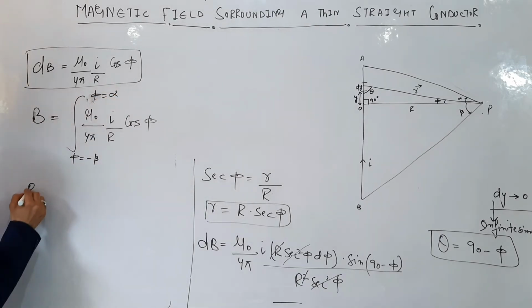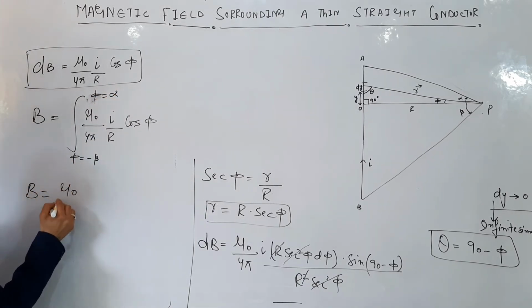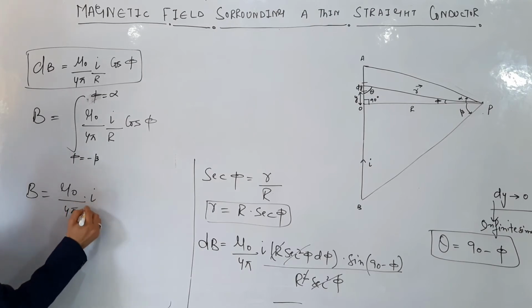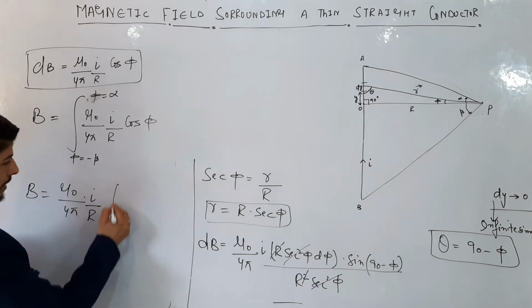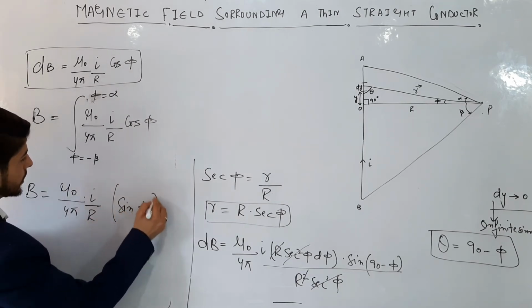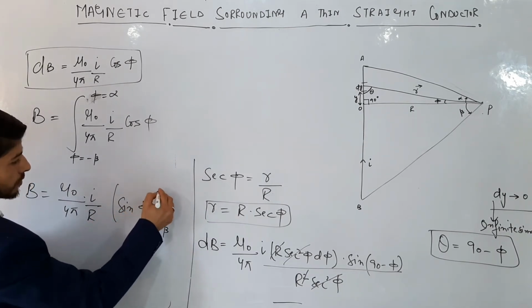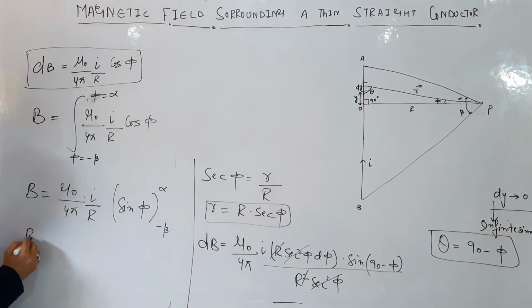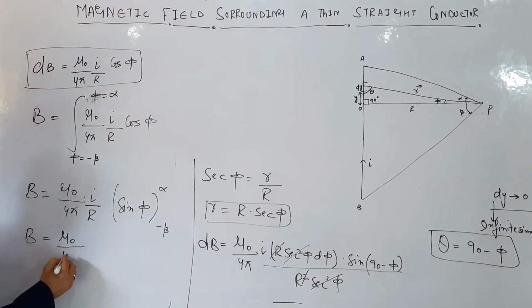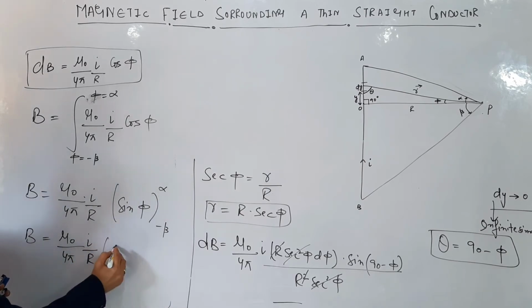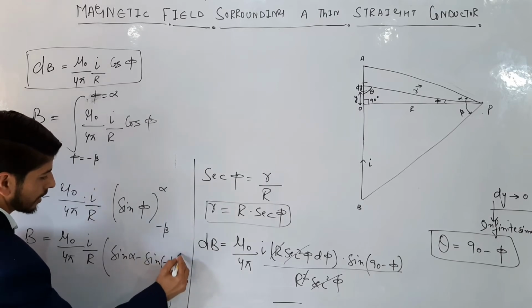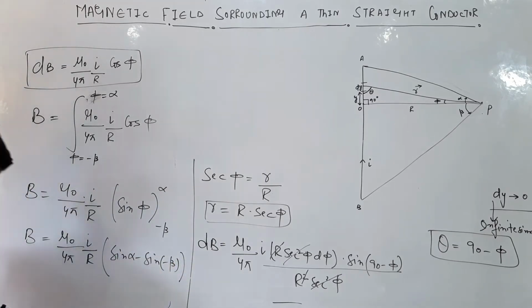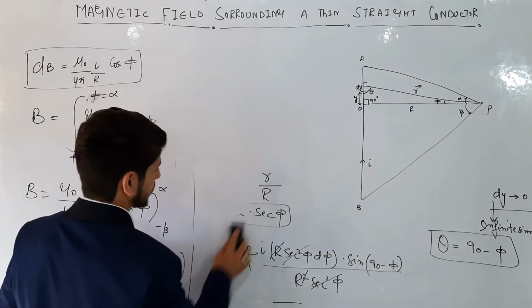Now what will be the integral? We'll solve this. Mu naught upon 4 pi is a constant, I is a constant, capital R is a constant. What's the integration of cos phi? It is obviously sine of phi, and limits will be minus beta to alpha. Now we will solve this. Mu naught upon 4 pi, I upon R, into upper limit sine of alpha minus lower limit sine of minus beta. And what will be the value?